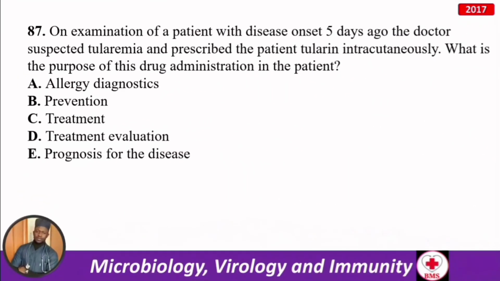On examination of a patient with disease onset 5 days ago, the doctor suspected tularemia, right? Tularemia caused by Francisella tularensis, and prescribed the patient tularin intramuscularly. What is the purpose of this drug administration in the patient, right? So this one is more like the Mantoux test, like for tuberculin. It's diagnosis, not prevention. Tularin, right? So it's just like tuberculin. It's for diagnosis. Allergy diagnostics.